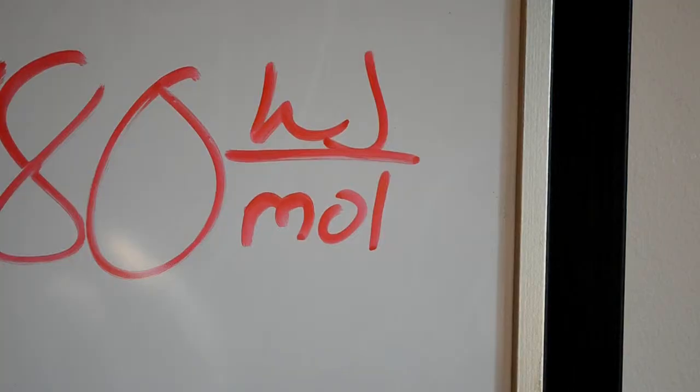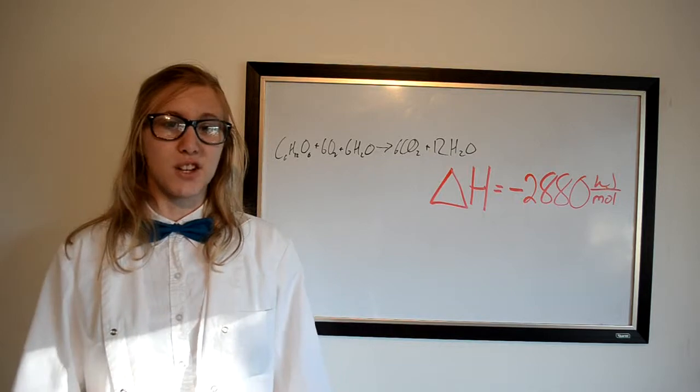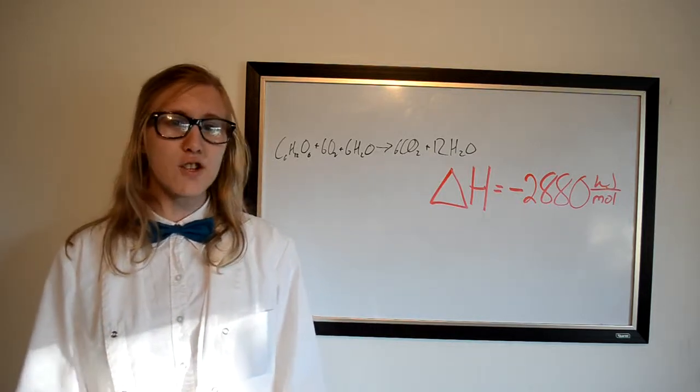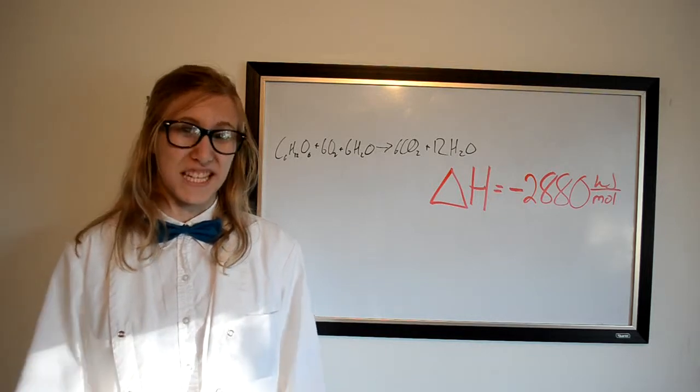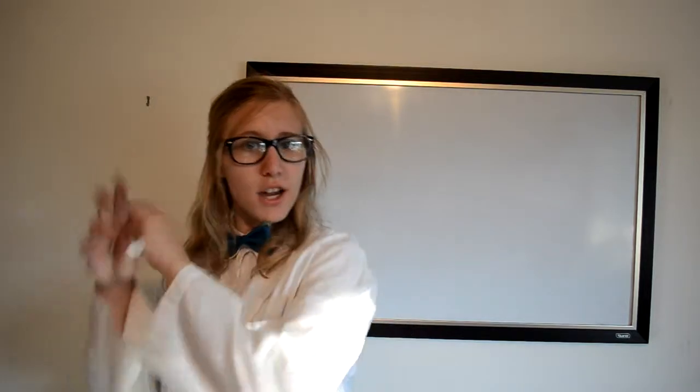Take a look at the units. Kilojoules per mole. What does that mean? In this case, the delta H value is based on glucose. So for every mole of glucose reacted, 2,880 kilojoules of energy is released. That's a lot. It's about time I throw an equation at you, so here we go.